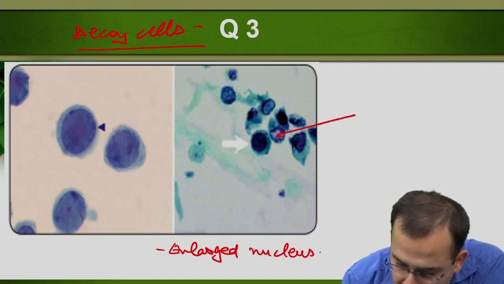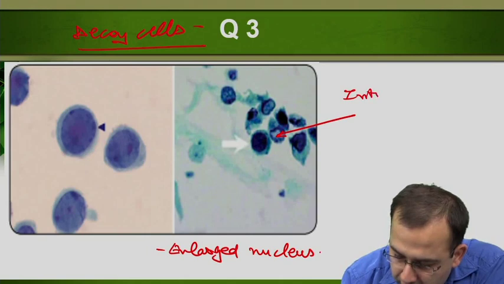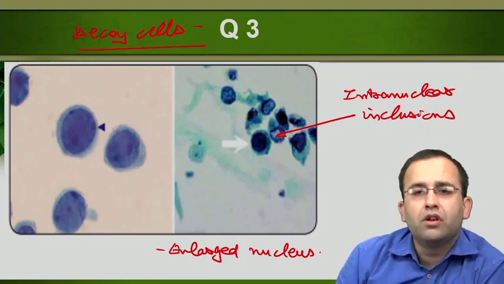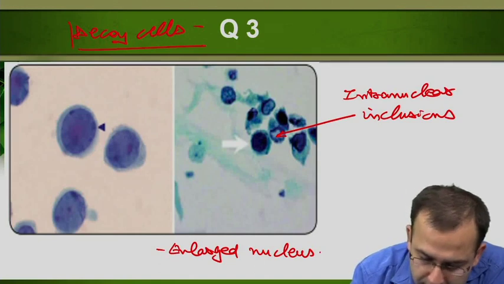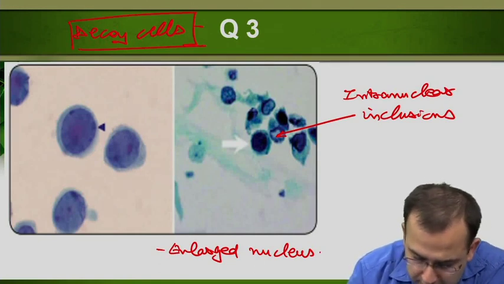And a few having, like this one, a few having intranuclear inclusions also. Fused, showing the presence of intranuclear inclusions also. Next point, what is the significance of decoy cells?